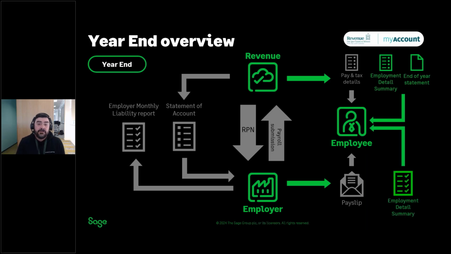Now, what you can do as an employer, and this is optional, is to produce the employment details summary report, which you can give to your employee for their reference, or that you can keep for your own payroll records. And that's the year-end report that we're going to take a look at towards the end of the webinar.